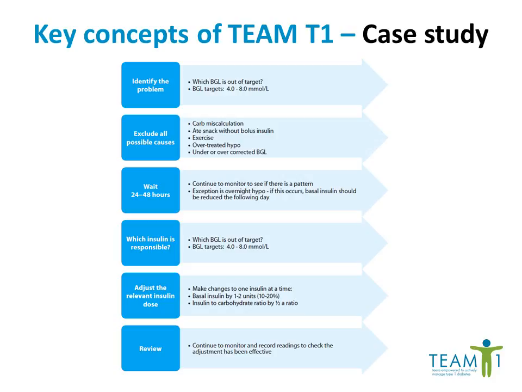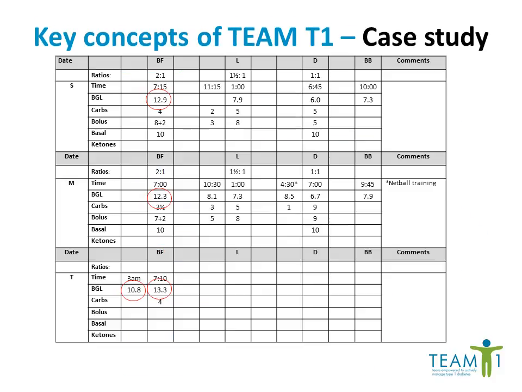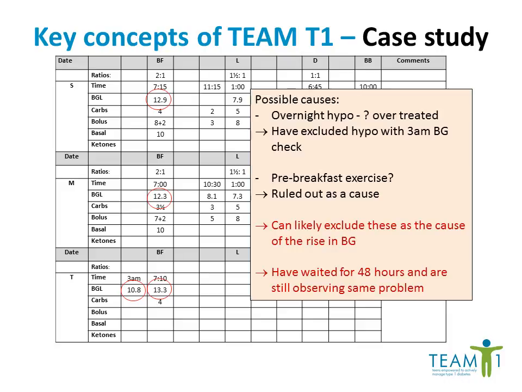Now we go to step 2 and 3. Exclude all possible causes and wait 24 to 48 hours. Before adjusting insulin, always exclude any possible causes. Is it an overnight hypo? Well, this seems unlikely as we have a 3am blood glucose check showing that they're above target then. What about pre-breakfast exercise? Always ask because people often forget to record some of their details, and although it's not recorded, doesn't mean it's not the cause.